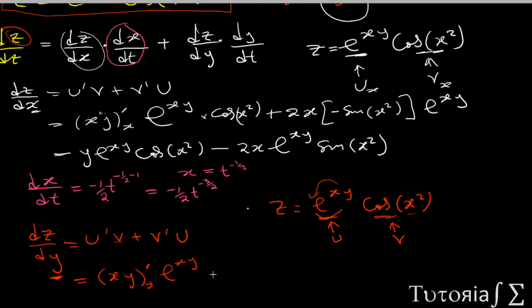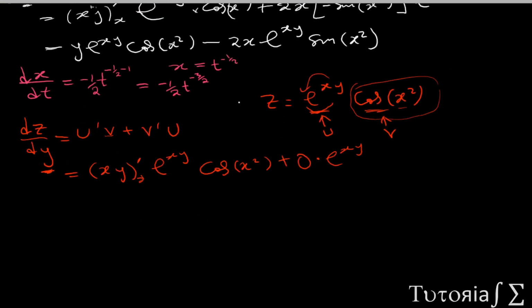Your v is equal to cos of x squared. Then you say plus, which is this plus. Then you have v prime. So v, which is this. Now you're differentiating this with respect to y. But do we have any y in this function? We don't have any y in this function. So v with respect to y, that would be 0, times u. U is e to the xy. Okay, then from here we simplify.